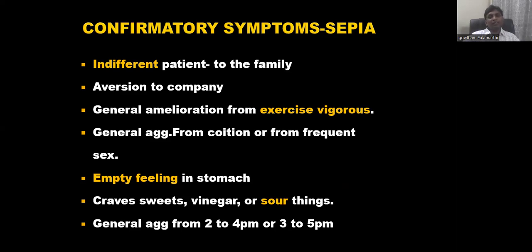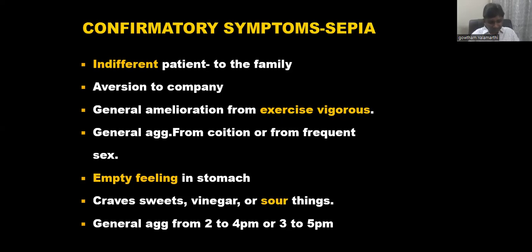So they always say that, sir, however much I eat, I feel that my stomach is empty. And they are worse from having frequent sex. They feel better from exercising vigorously. And they like sweets and sour things. General aggravation from 2 to 4 p.m. or 3 to 5 p.m. Now, in South India, sour things are nothing but sambar or rasam, where they use tamarind a lot. So we ask, what is the thing which you like most? For Sepia, they would say that I like rasam or sambar, like that.